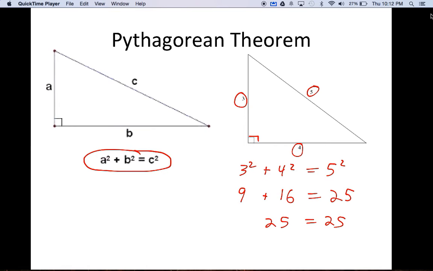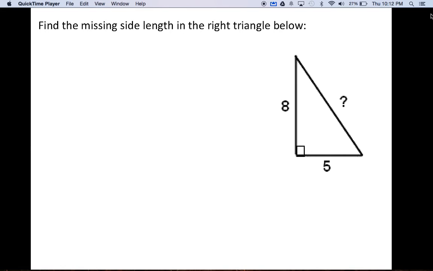So yeah, it just relates those side lengths. And so we can use it to solve a problem. So if I said, what's the missing side length in this triangle? Well, let's call this missing side length c, and we can set up our equation that says 8 squared plus 5 squared, so the one side length plus the other side length squared should equal that distance across from the right angle, that long diagonal side. So that equals c squared.